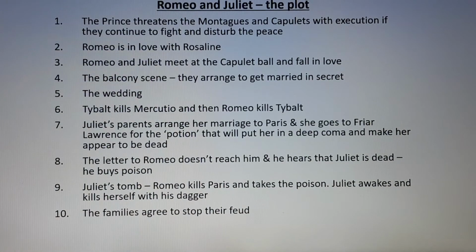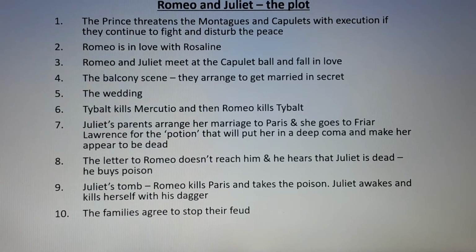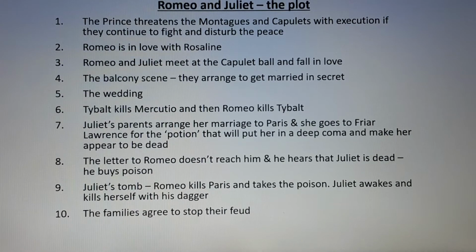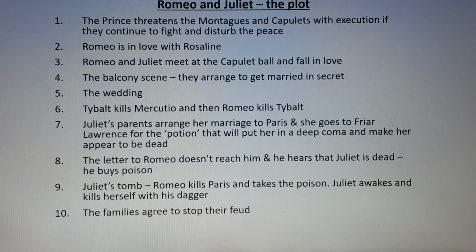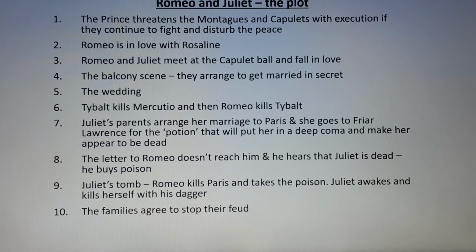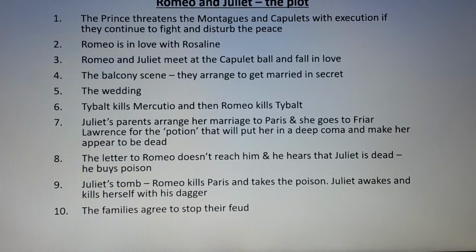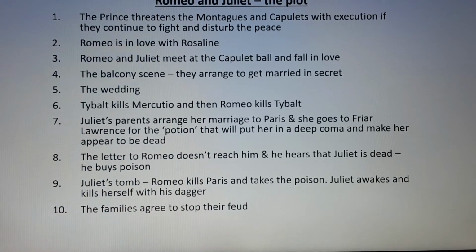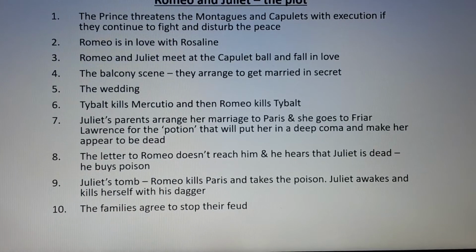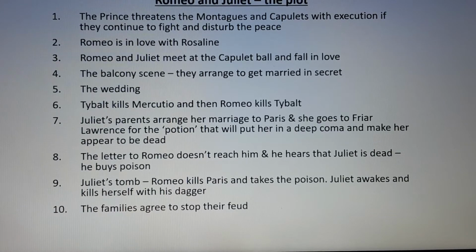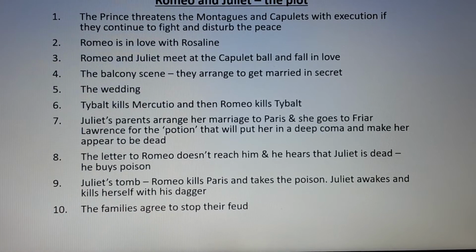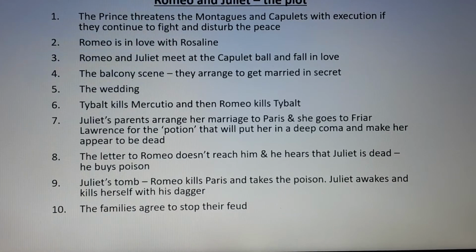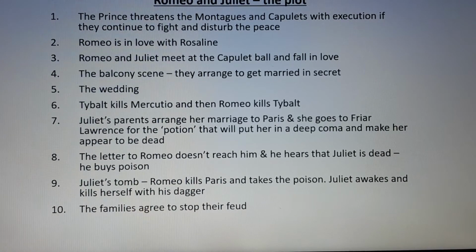So the general plot of Romeo and Juliet then, we've just got 10 very short bits to tell you what happens in the play here. The prince threatens the Montagues and the Capulets with execution if they continue to fight and disturb the peace. Romeo is in love with Rosaline, so at the beginning of the play, it's not Juliet he's in love with, it's a girl called Rosaline. Romeo and Juliet meet at the Capulet ball and fall in love, so that's like a big party. The balcony scene, they arrange to get married in secret.